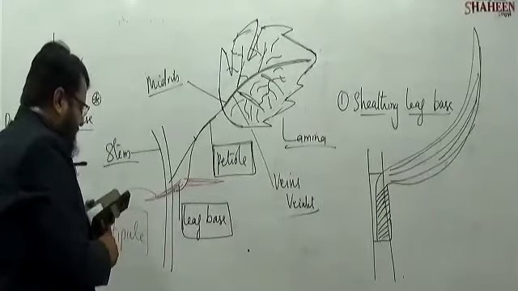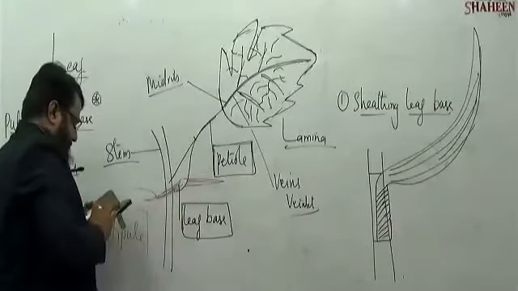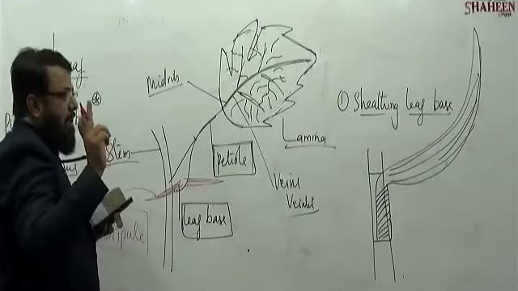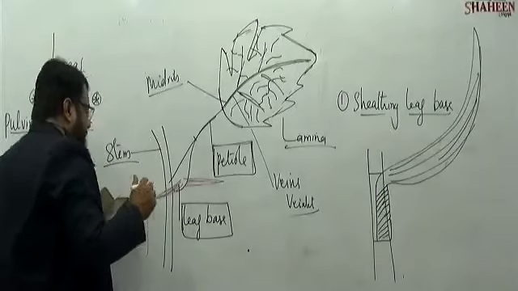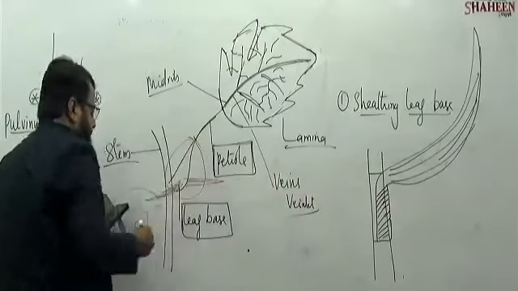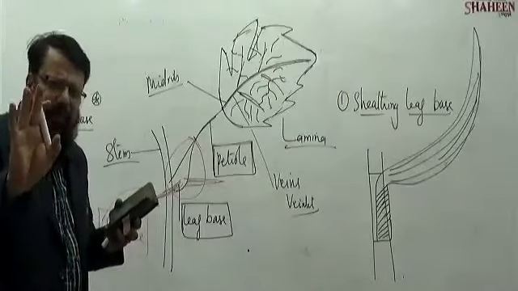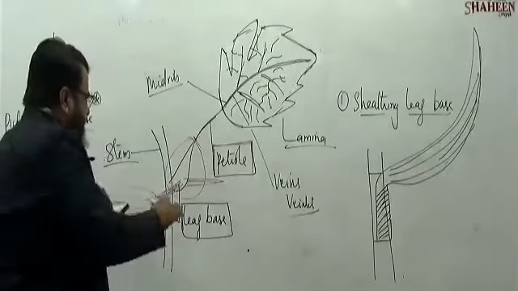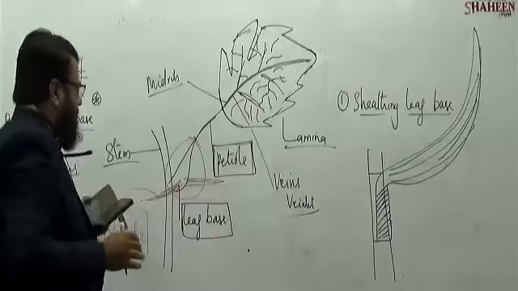Two marks, very important. The girl who has asked is 738. You should answer. What is the part that I have encircled? Which part is it? No worry, I'm not cornering you. I'm just asking, what is this part? Leaf base. Very good. Leaf base.